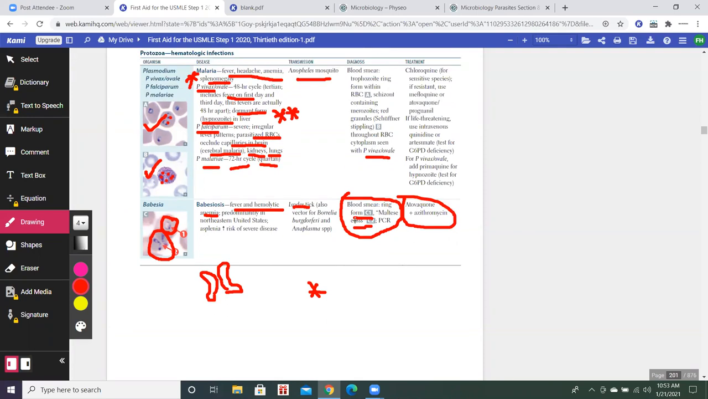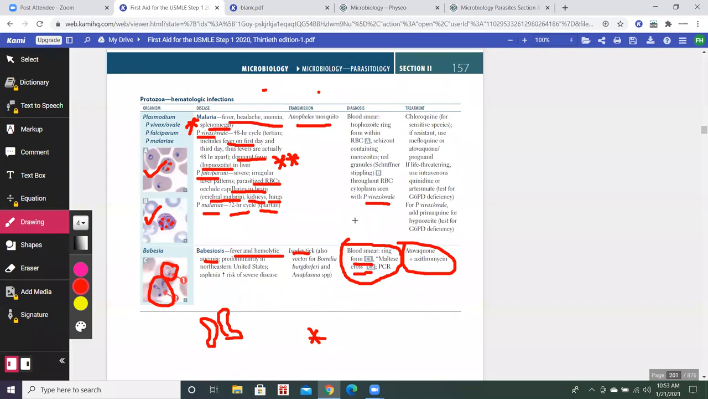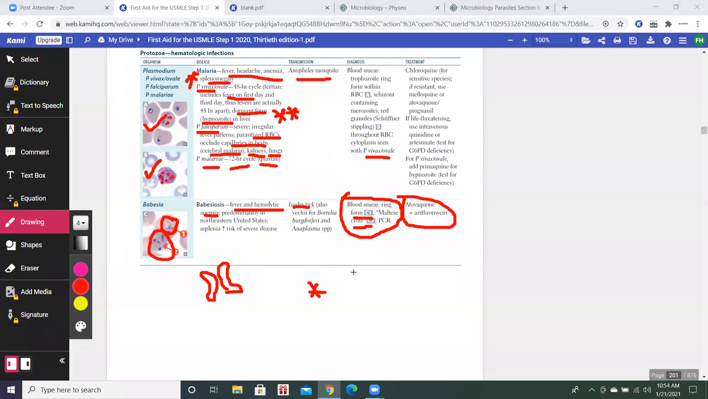Let me tell you the scientific cause, and then after that, you guys will never make this mistake again. First of all, Plasmodium vivax and ovale are the only ones which can remain dormant. Where can we find such information? From me. You can find such information from me because I'm your tutor. If you need information, I will provide it for you.